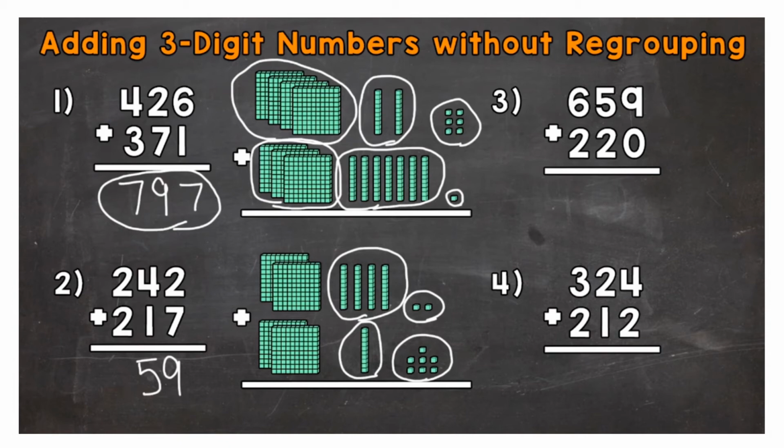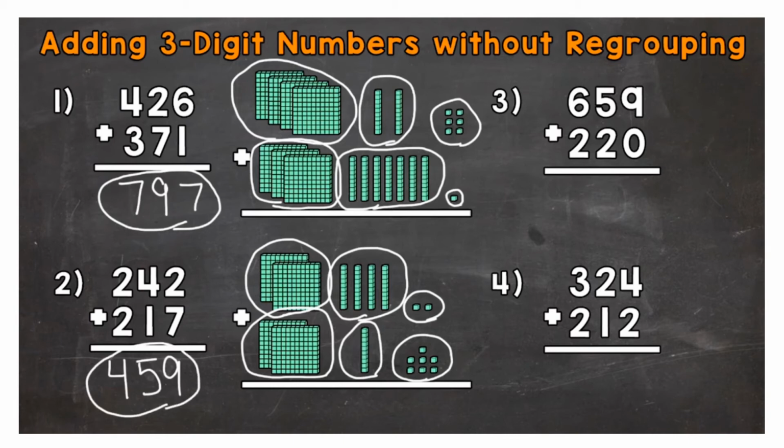And then lastly, the hundreds place. So 2 groups of 100, which has a value of 200, plus another 2 groups of 100, which has a value of 200. So that 2 plus 2 gives us a 4, which represents 4 groups of 100 and has a value of 400. So our final answer, 459. Let's move on to numbers 3 and 4, and we're not going to use any base 10 blocks for these problems. We'll start with number 3, where we have 659 plus 220.